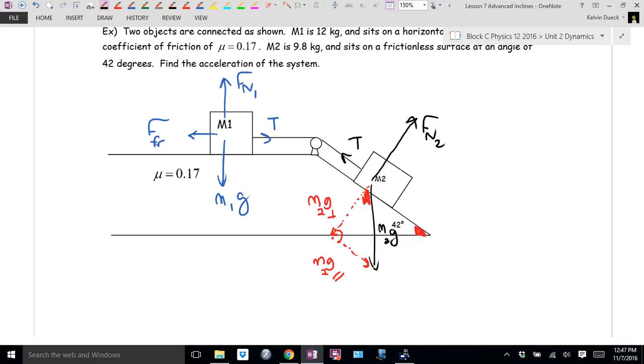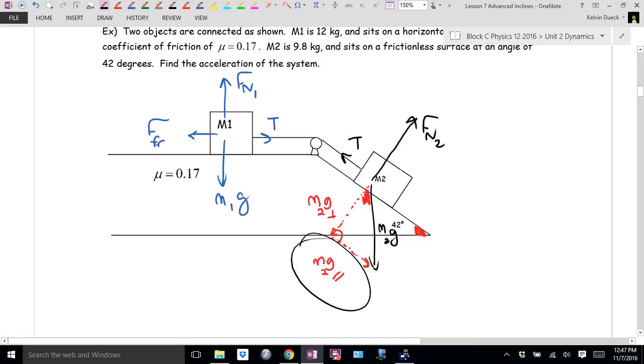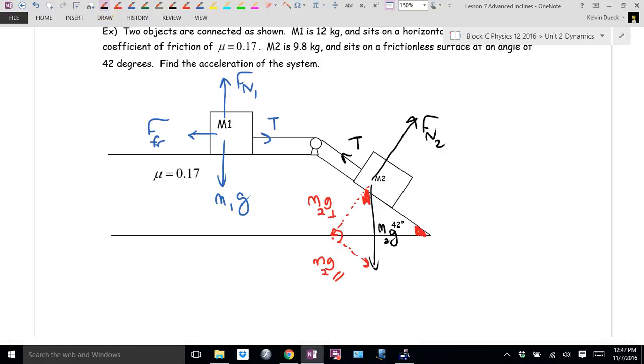Who's winning? M2G parallel. Which M? Because I got two Ms, please. M2G parallel, this is winning. Down the ramp, which means anything that ends up pointing down the ramp, I'll put a plus sign in front of it: winner. Anything that ends up pointing up the ramp, I'll put a minus sign in front of it: loser. So I'm going to get this.